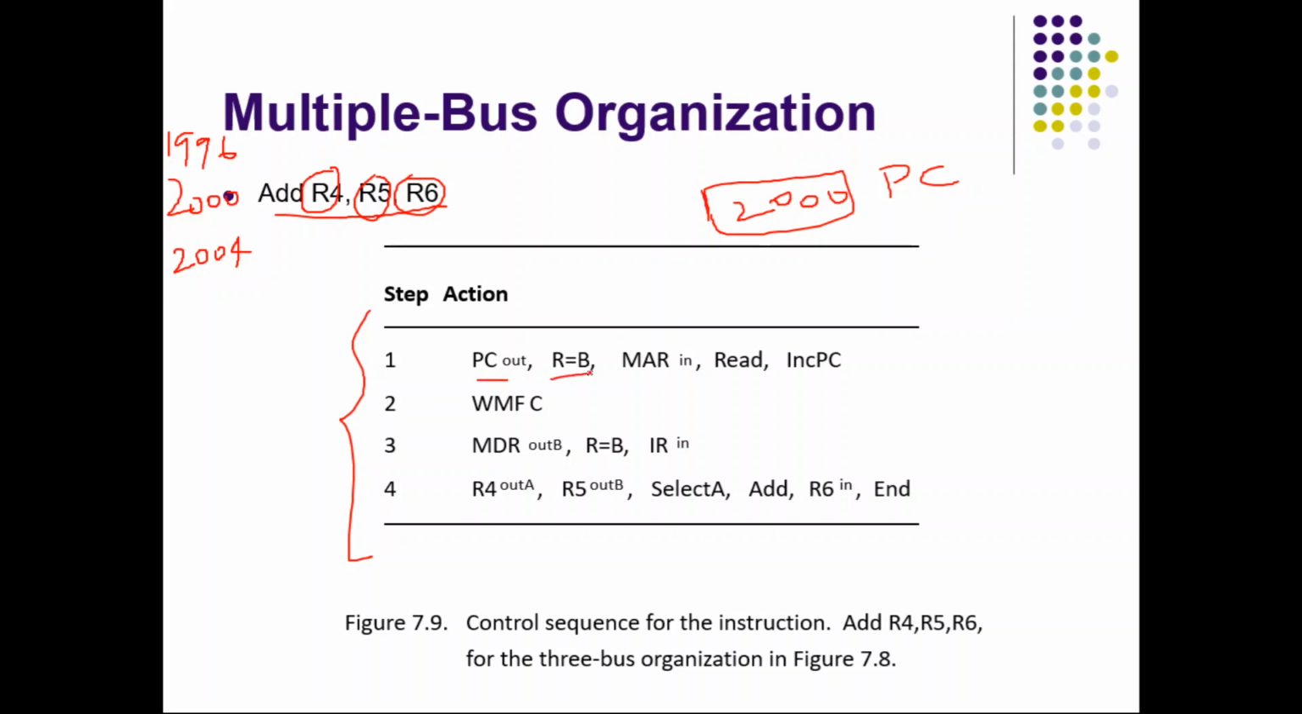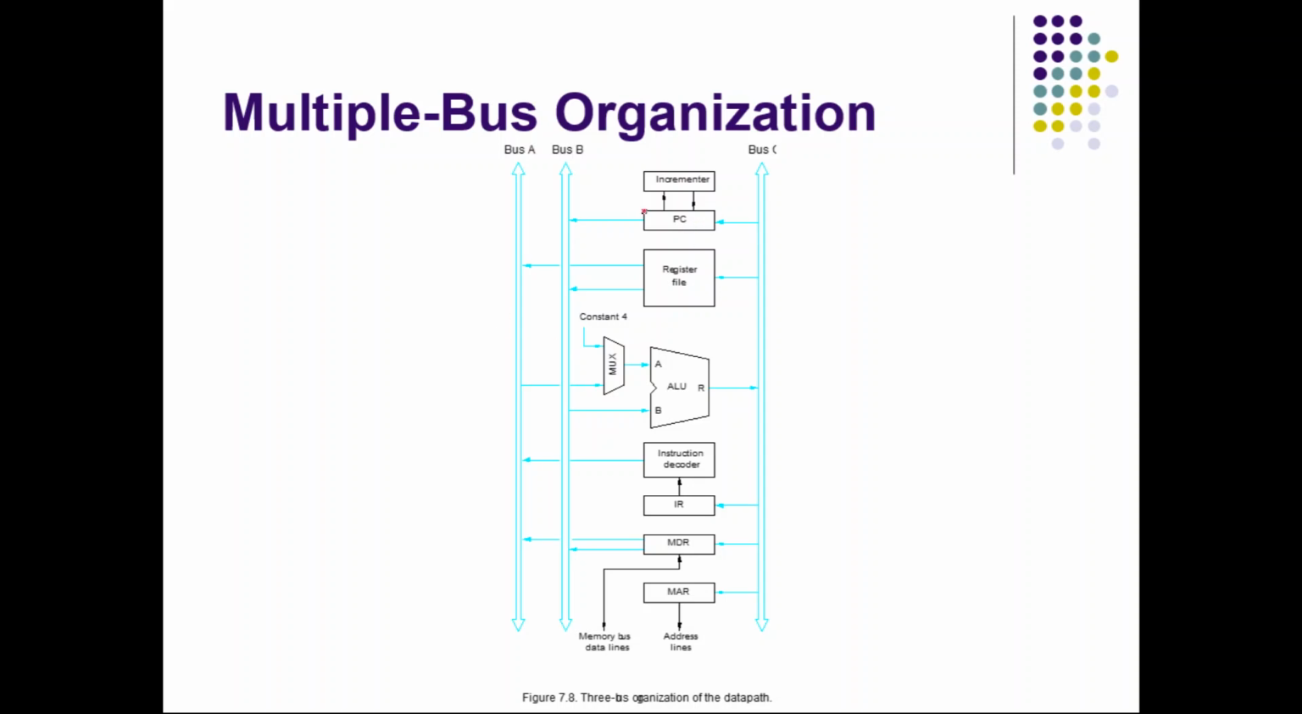Here there is one interesting thing. The content of PC should go to MAR, and only then can you fetch the instruction. But PC is connected to bus B. From PC you can transfer to bus B, not to bus C. From bus C something can go to PC, but from PC you cannot send to bus C. Actually, MAR can take input only from bus C. So how are we going to transfer this address to MAR? This is quite interesting.